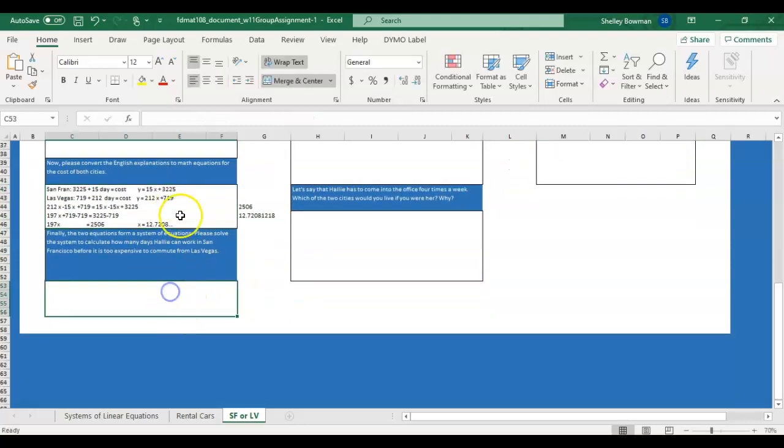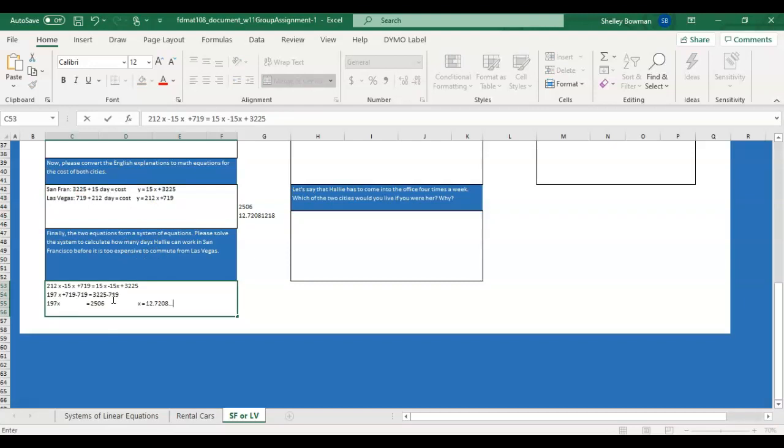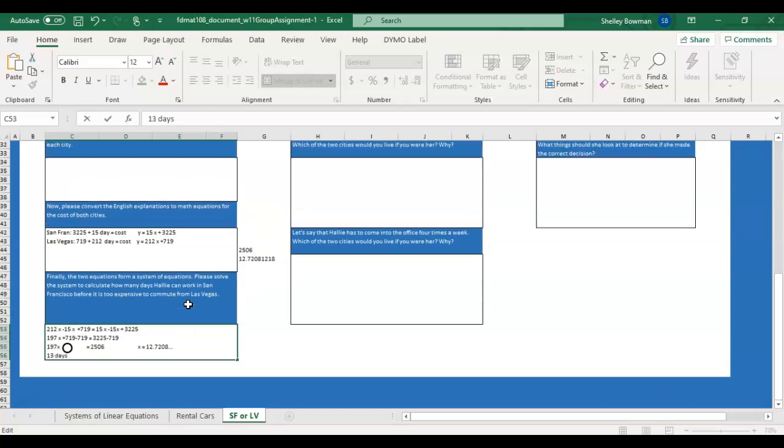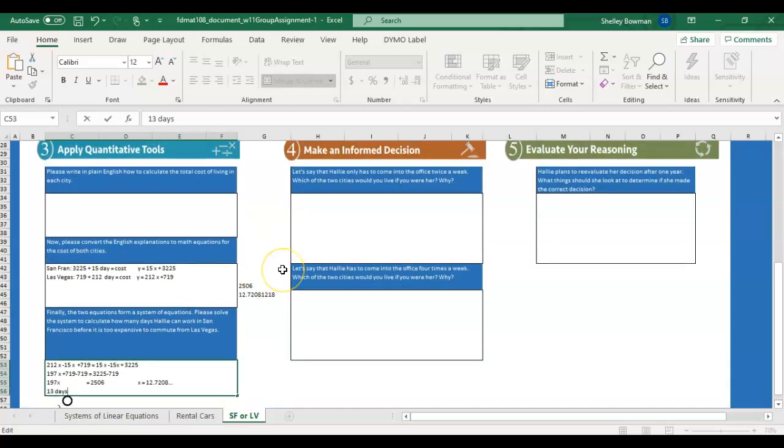Okay, so, oh, I wrote this all in the wrong box, so I'm going to press Control X to cut, Control V to paste, and my final answer will be 13 days, because you can't live half, like one day or a part of a day. So we're just going to round it up to a full 13 days. That's where they'll balance or be equal to each other.